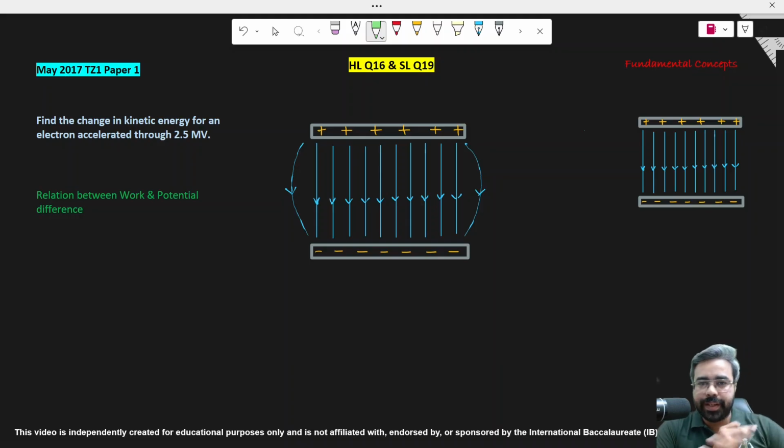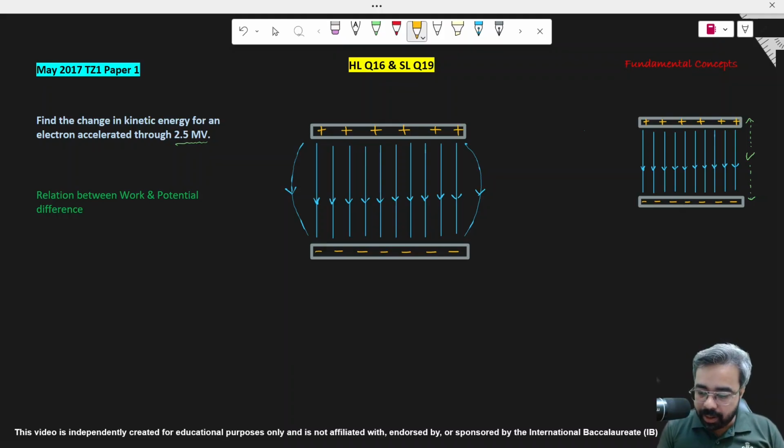Hi, this question is about the motion of a charged particle in a uniform electric field. But first of all, how is a uniform electric field produced and what does it look like? You can see in a fundamental concept that if you maintain a constant potential difference between the plates, just like in our question, where it is mentioned that 2.5 megavolts, 2.5 million volts, is maintained as a constant potential difference between the plates, then you can produce this uniform electric field.